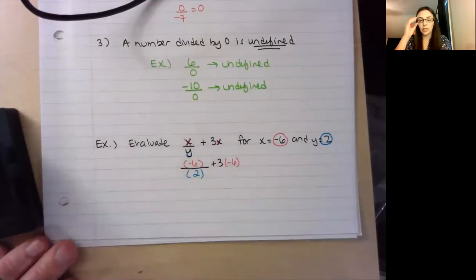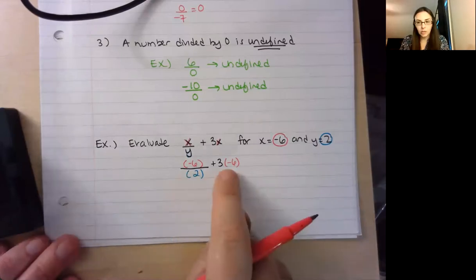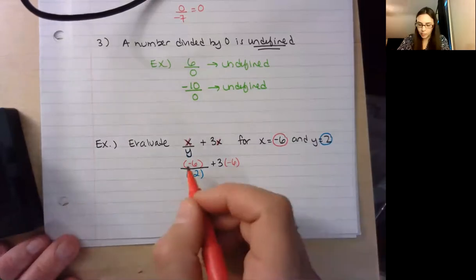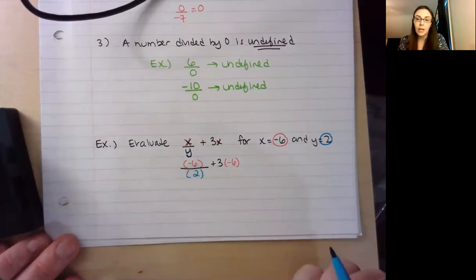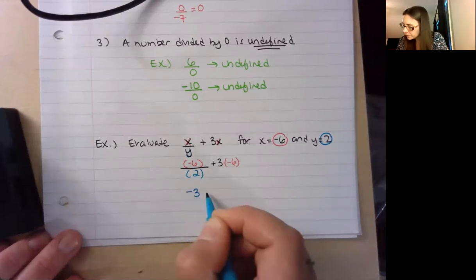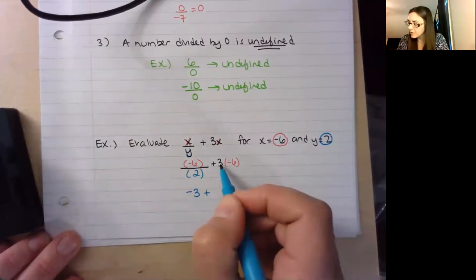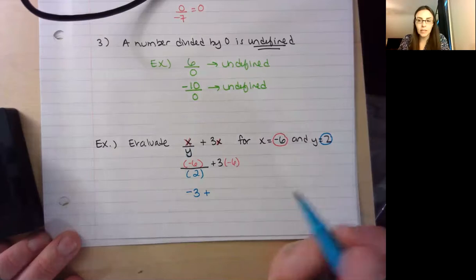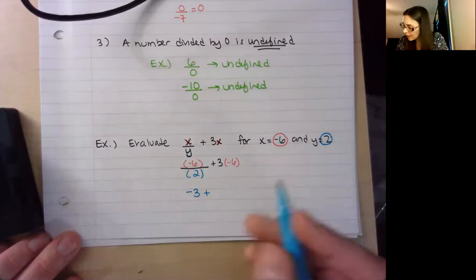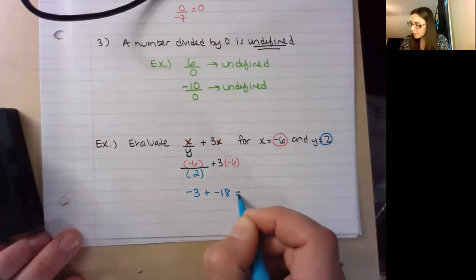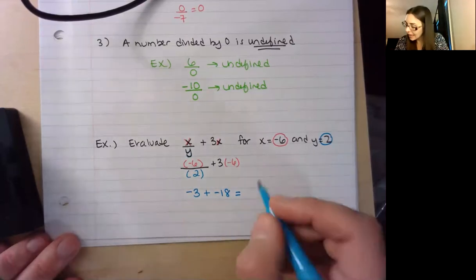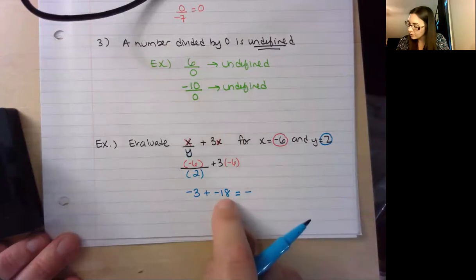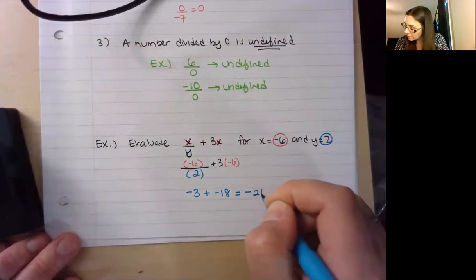Now you do want to use the order of operations. So I do have division and multiplication. I'm going to work left to right here. So this first part I'll do here. So this is -6 divided by +2. Negative divided by positive is still negative. So it's going to be -3. And then here, I have a +3 times a -6. Again, positive times a negative is still going to be negative. So -18. And now go back to your adding rules. A negative plus a negative stays negative, and I add them together. So I have -21 here.